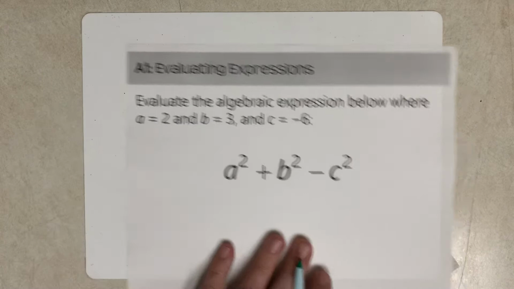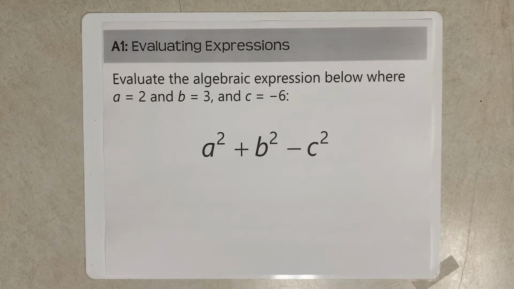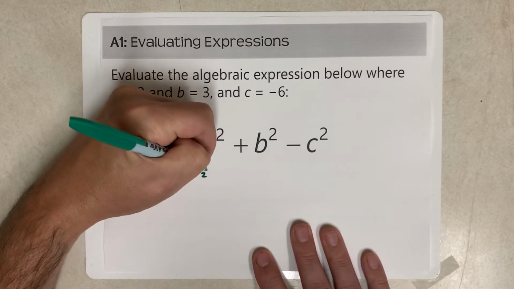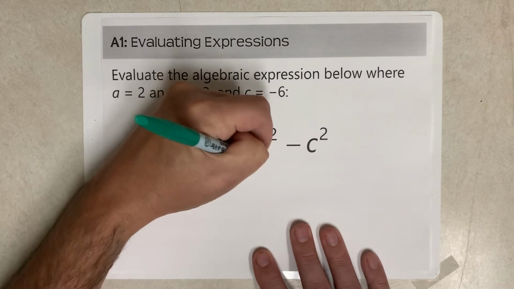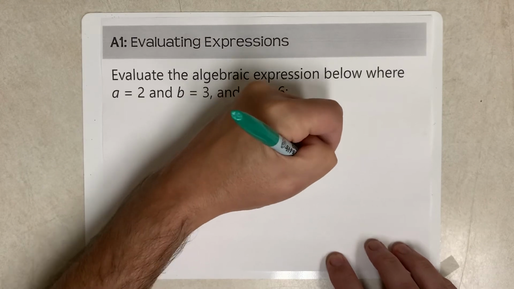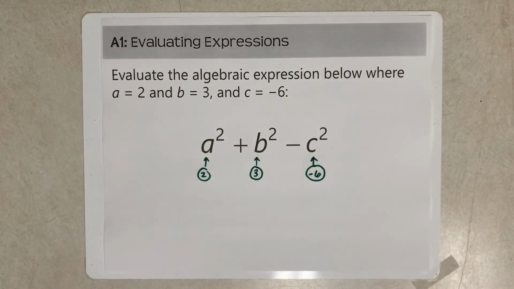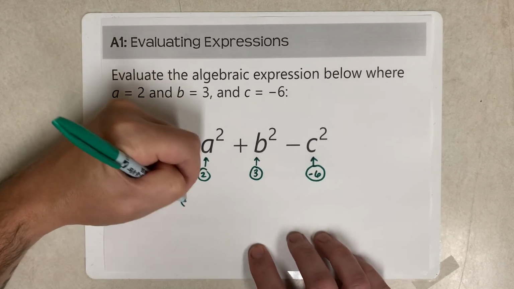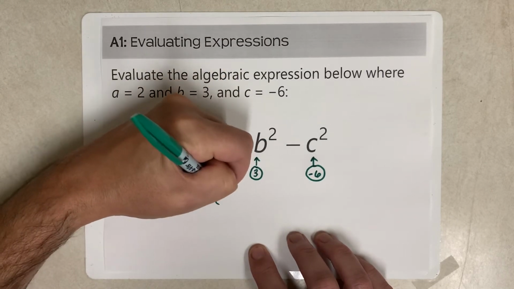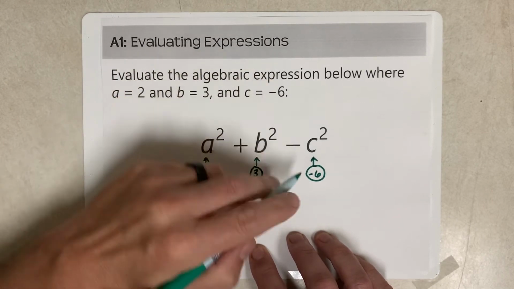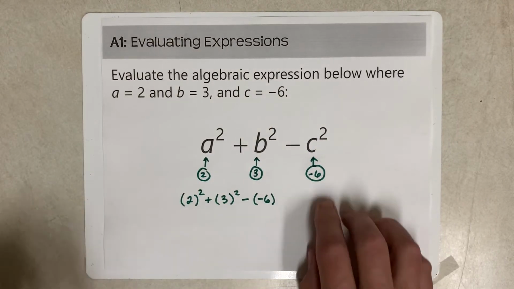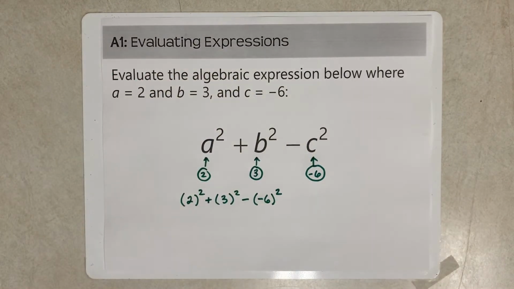All right, let's take a look at some other ones. Here's one that has 3 variables. So now let's tackle 3. A is 2, B is 3, and C is -6. That's going to be a challenge right there. All right, so we're going to plug those in. All right, so I need 2 squared, right, plus 3 squared minus (-6) squared. It is absolutely critical to put parentheses around that number right there because that's going to be the biggest mistake by far.